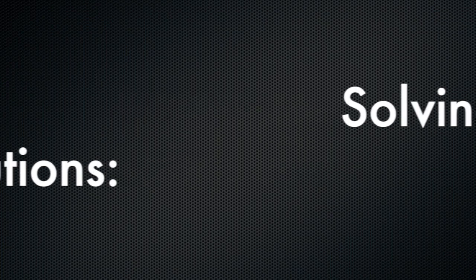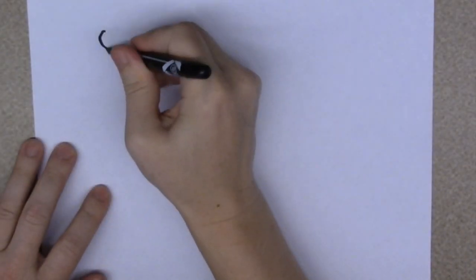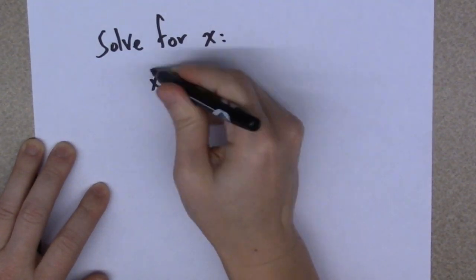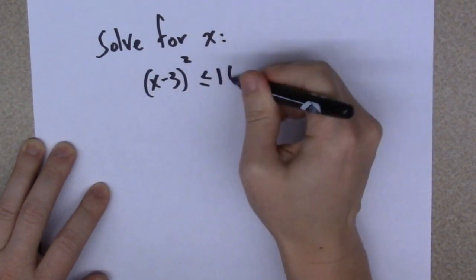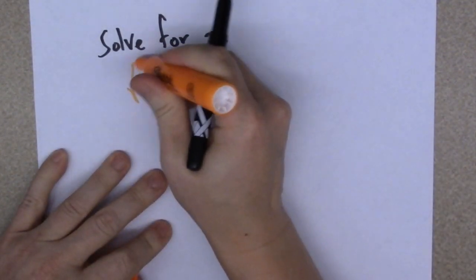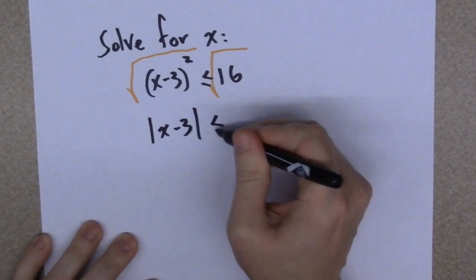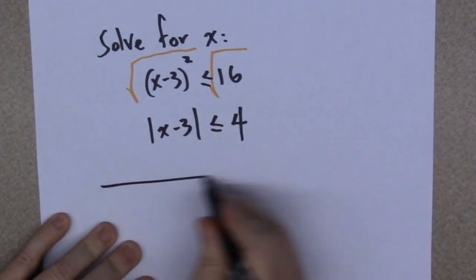Here's another example of solving an inequality. Just like before, you can take the square root of both sides. The left-hand side becomes the absolute value of x minus 3, the right-hand side is 4.